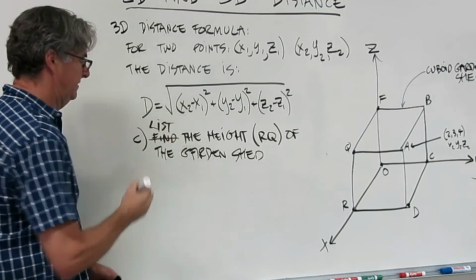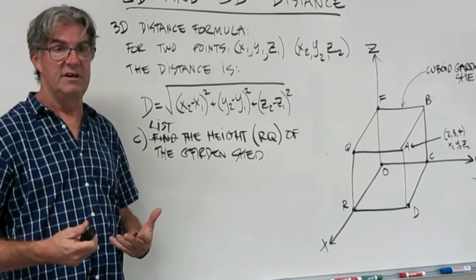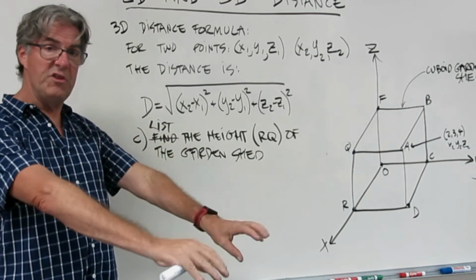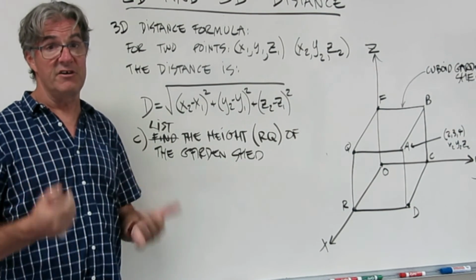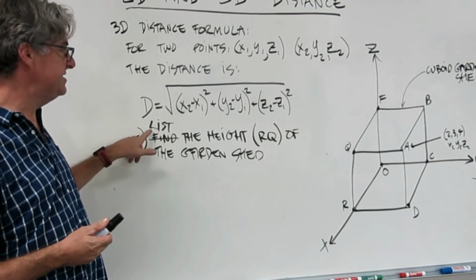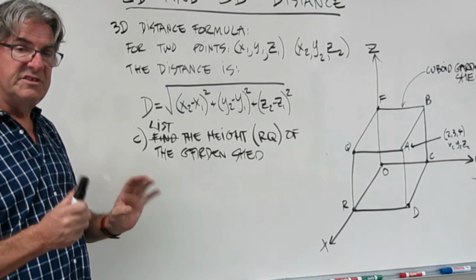List. Okay? List is an IB term that you should pay attention to. Like list and state mean that you should be able to just pull the information from the problem. Find indicates that you need to do a calculation. Now, we could calculate the height of the box, but we can list it because the information's right there. So, see if you can do that.